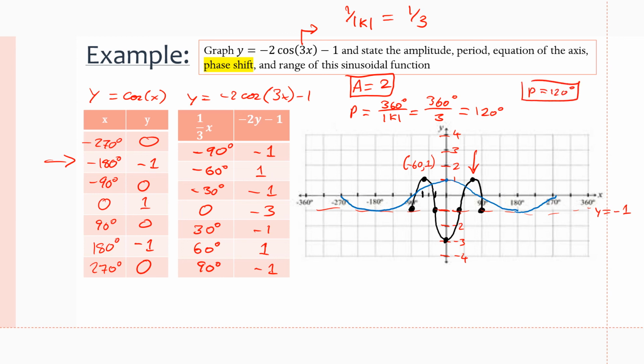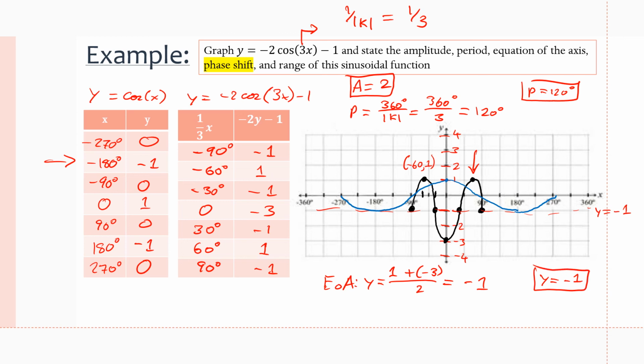Okay. Next, we have the equation of axis. This is going to be our max value, which is 1, plus our minimum value, which is negative 3. We're going to divide that by 2. And so 1 minus 3 is negative 2, divided by 2 is negative 1. Therefore, our equation of axis is y equals negative 1.